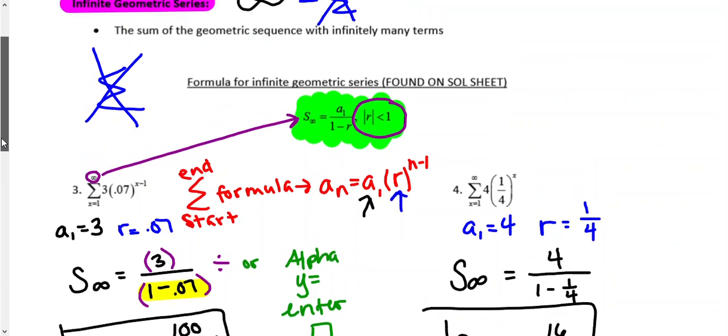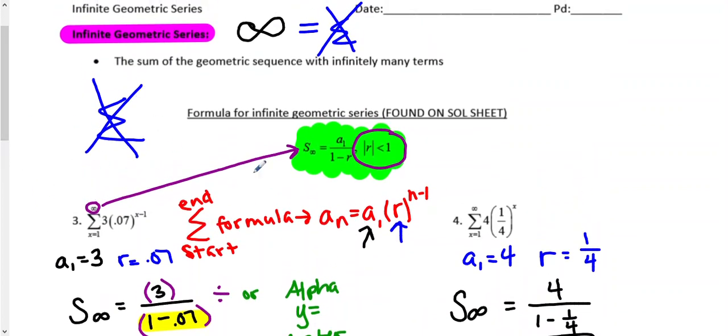So this part is really important to remember, that anytime there's an infinity, you have to use a formula. You can't use the E.